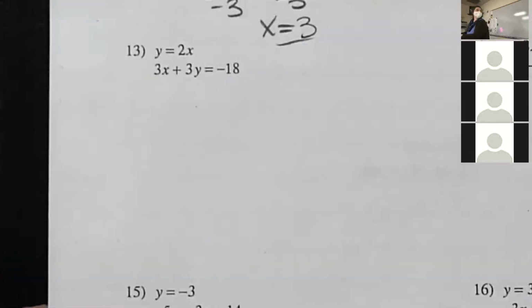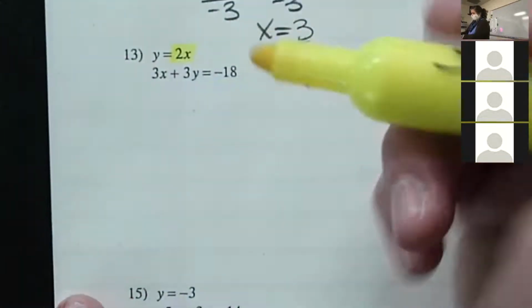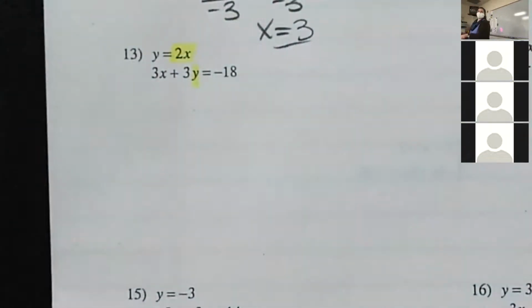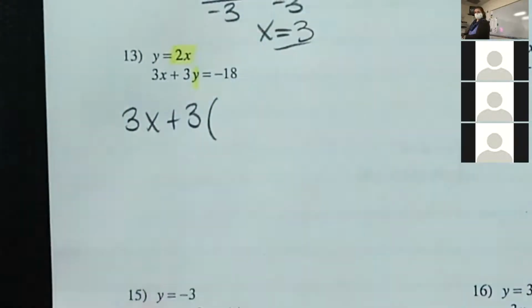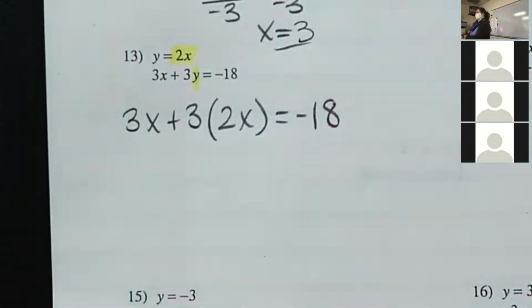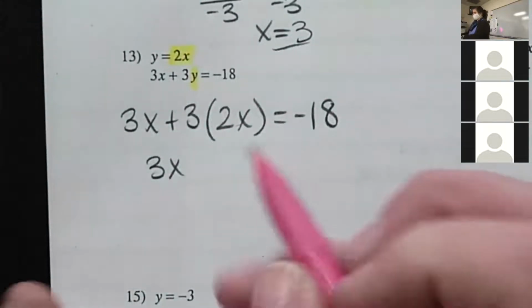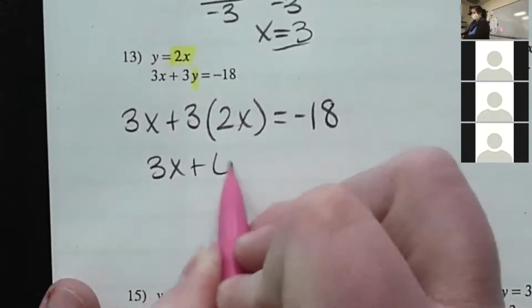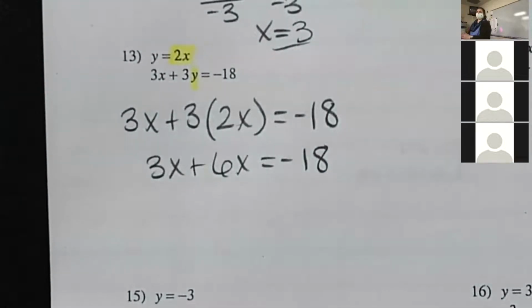Let's try 13. So I see y is 2x, right? So wherever I see a y in this equation, I'm going to put in what? 2x. So I have 3x plus 3 parentheses 2x equals negative 18. Everyone understand where I get that from? Okay. Now we multiply. I got to keep trying to get it by itself. So, well, 3 times 2x gives me 6x. Everyone agree? Okay, now what should I do before I do anything else?